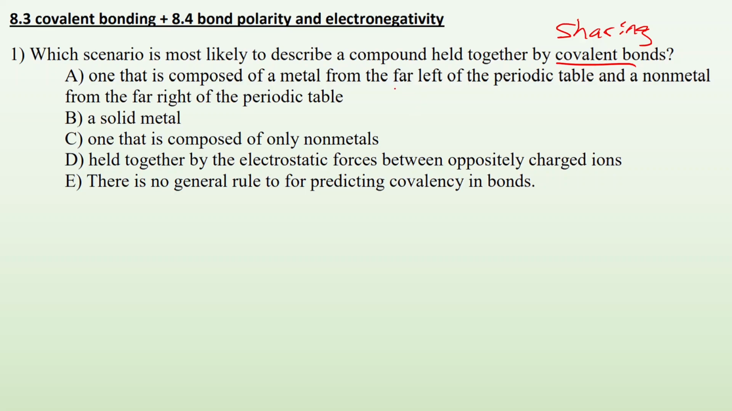Well, let's see. One is composed of a metal from the far left and a non-metal. This describes ionic, right? A metal and a non-metal is an ionic bond. Let's see, covalent bonds, solid metal. Nope, those are metallic bonds. One composed of only non-metals. Yes. So when non-metals bond with other non-metals, you can assume that that's going to be a covalent bond.